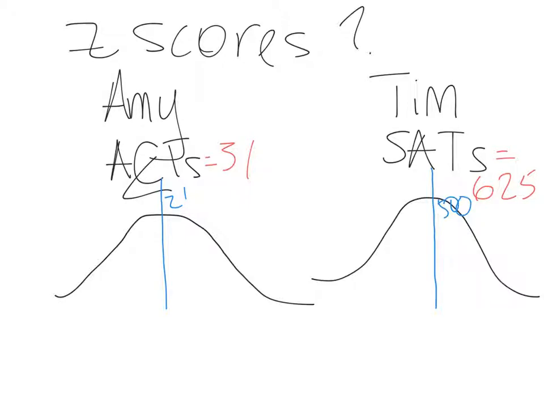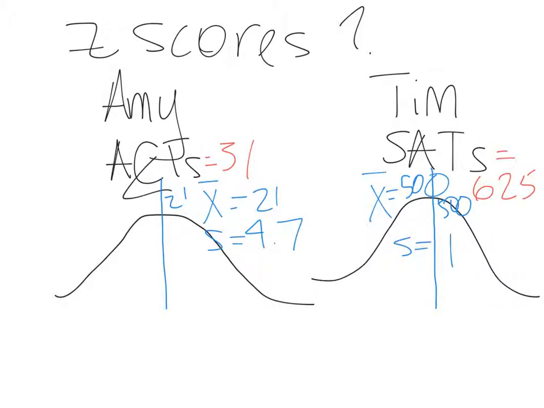For SATs, the mean is 500. For ACTs, the mean is 21. I should notate that. So the mean, x bar, for the ACTs is 21, and the mean for the SATs is 500. Okay, so now we're missing the standard deviation, which I found. For the ACTs, it's 4.7 is the standard deviation, and for SATs, the standard deviation equals 100.